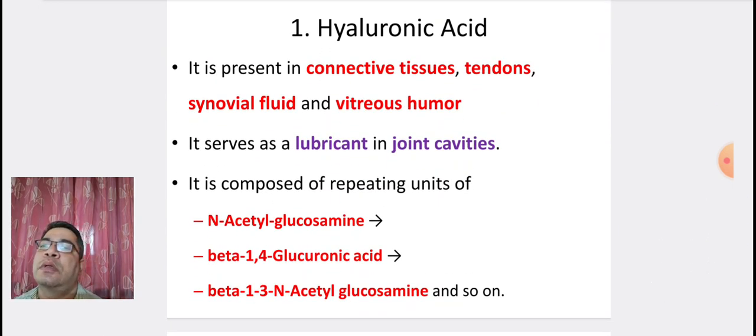Coming to number 1, hyaluronic acid. It is present in connective tissues, tendons, synovial fluid, and vitreous humor. It serves as a lubricant in joint cavities. It is composed of repeating units of N-acetyl glucosamine, beta-1 glucuronic acid, and beta-1,3 N-acetyl glucosamine, and so on.